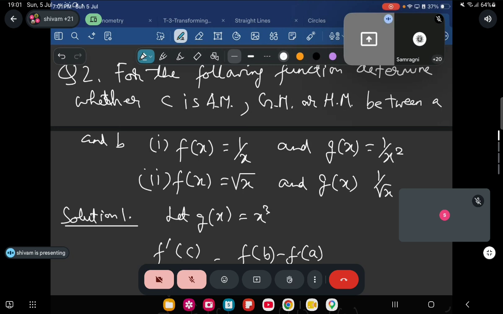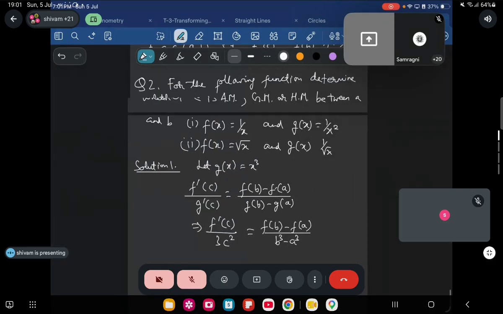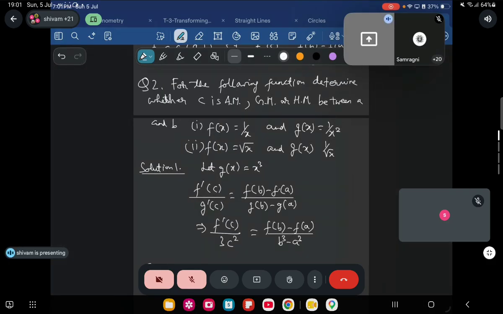Okay, I'm solving 2 part 1. F of x is given, g of x is given. F dash c by g dash c, I'm directly applying. Function is continuous and differentiable. F dash c by g dash c is equal to f of b minus f of a, that is 1 by b minus 1 by a upon 1 by b square minus 1 by a square.